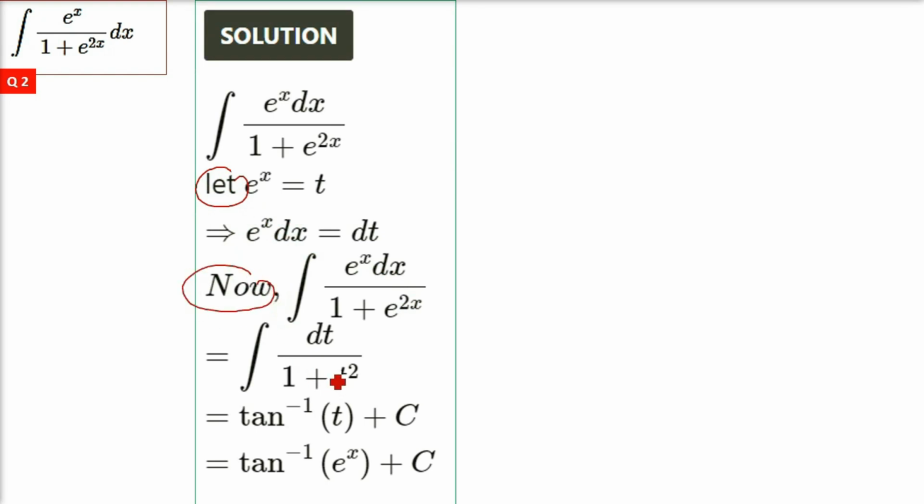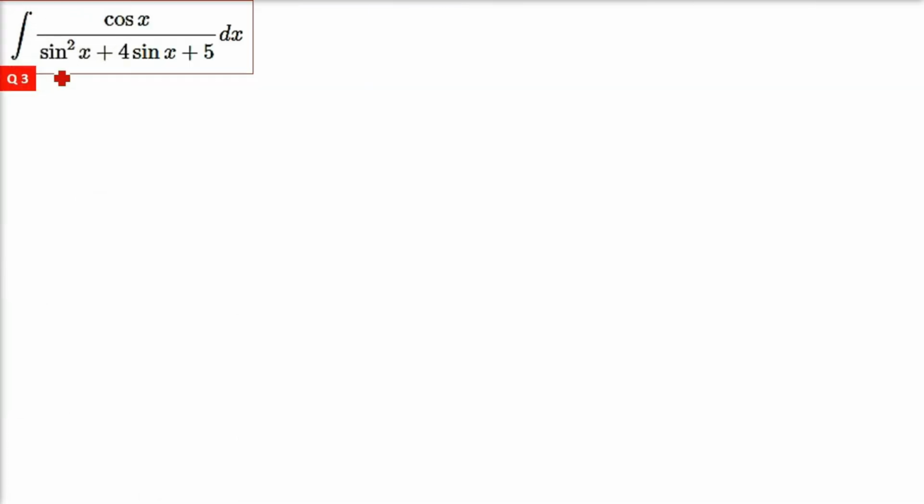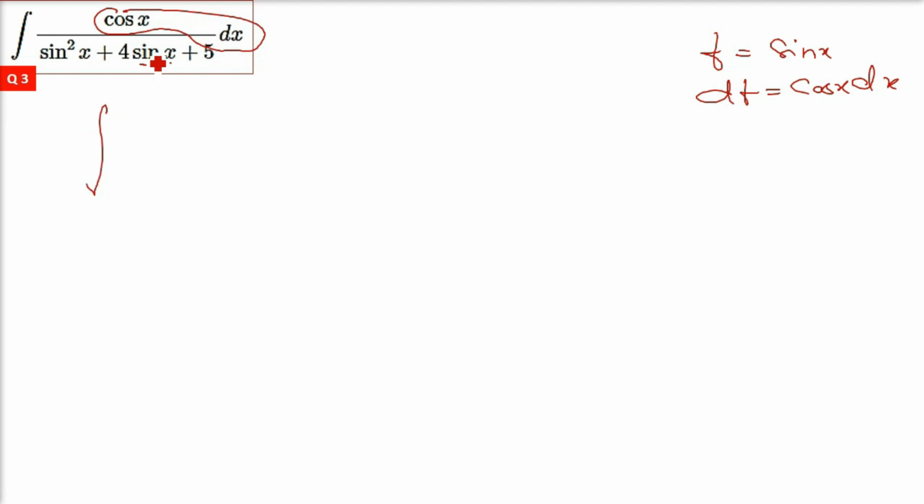e raise x equals t, remember this please. Cos x divided by sin square x plus 4 sin x plus 5. Now we know that the differentiation of sin x will directly give you cos x. So when we place t equals sin x, dt by dx will be cos x. So this dt can be replaced by cos x dx directly. This whole in the numerator, so let us write it as dt.